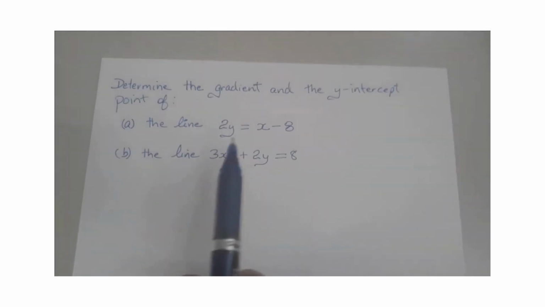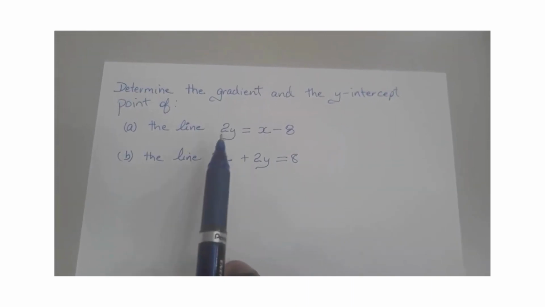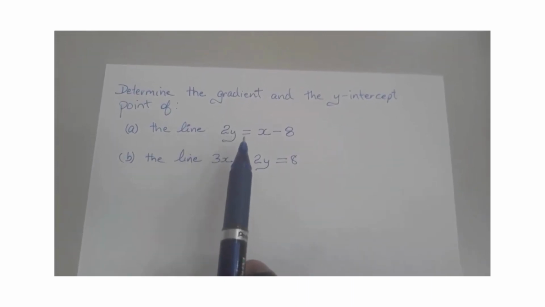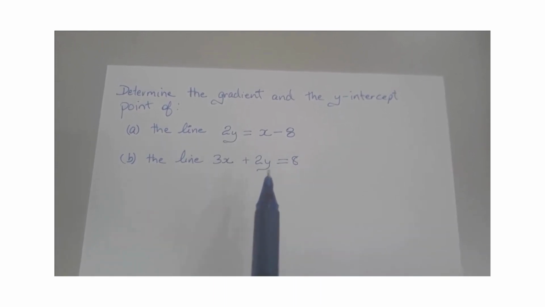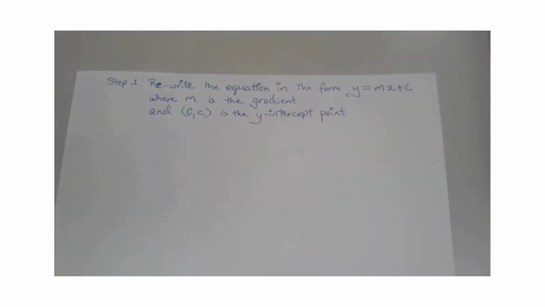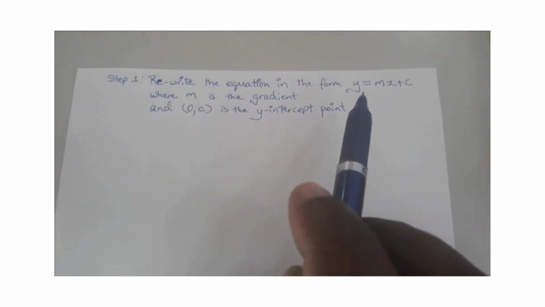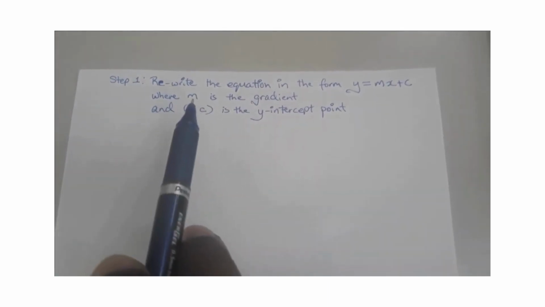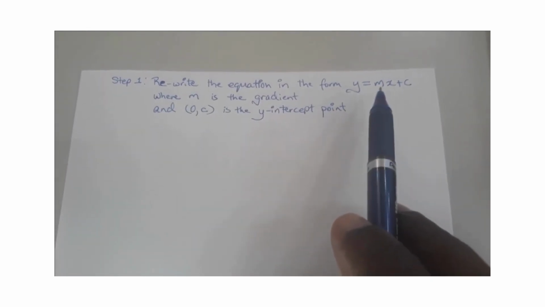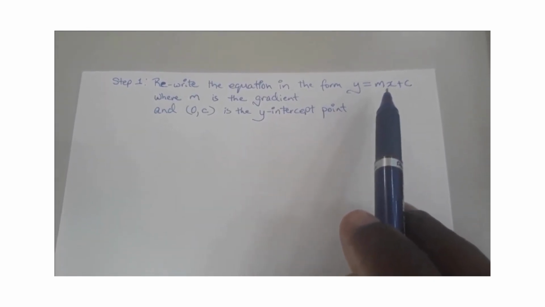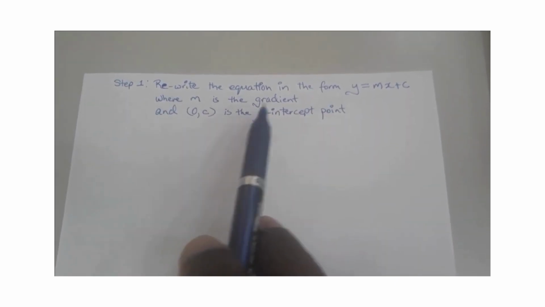However, looking at these two equations, we do not have y as a subject. In fact, this is saying 2y equals. This one is saying 3x plus 2y equals. We want y equals. So, after making y the subject of the equations, we will be able to identify the gradient. Once y is the subject, the coefficient of the x term is what we refer to as the gradient, which tells us the steepness of the line.